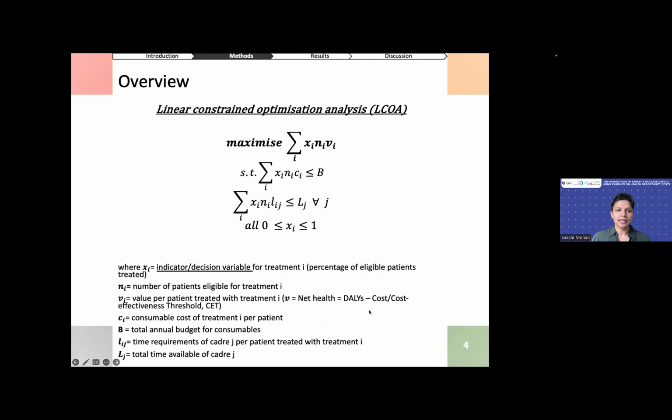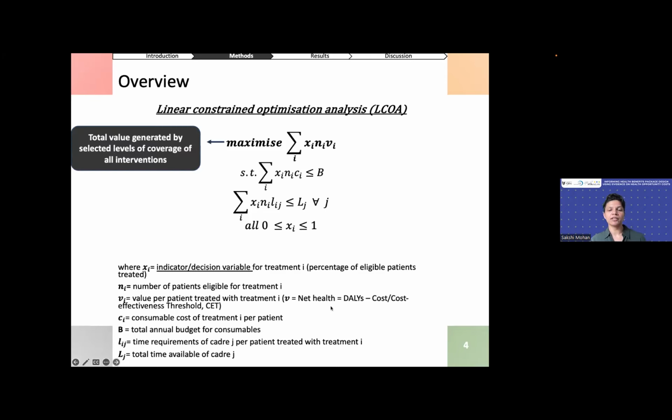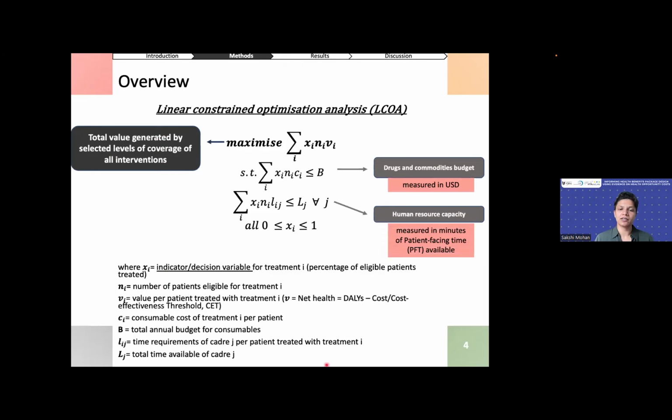Now, without going into the technical details, this essentially represents the constraint optimization framework that we set up. But very briefly, the framework tries to find the optimal set of interventions in order to maximize the total value that is generated by the selected level of coverage of interventions. And we try to maximize this within certain constraints. We included the drugs and commodities budget constraint, as well as the health worker capacity. This was measured in terms of the patient-facing time that was available in the country.